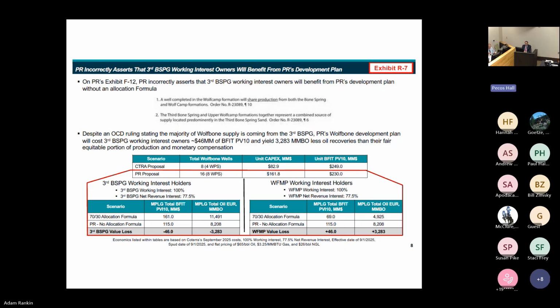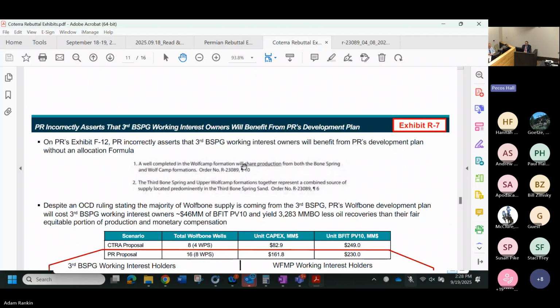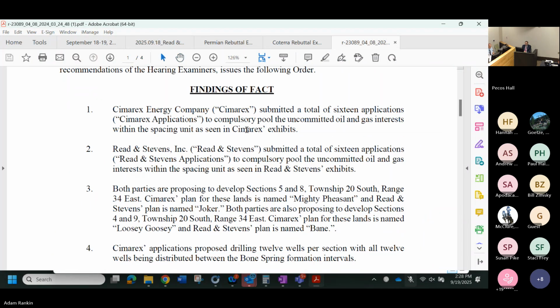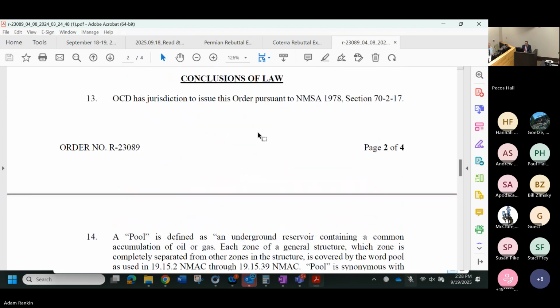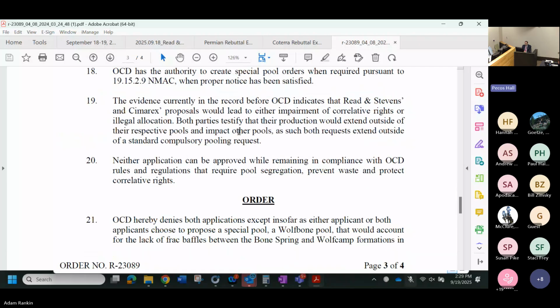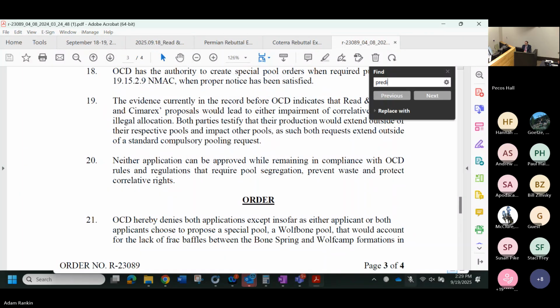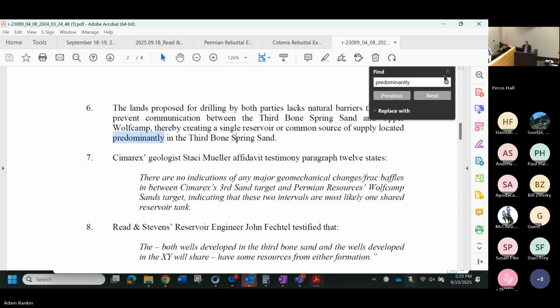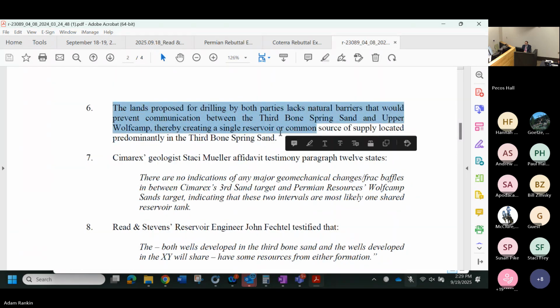I can pull up the language of the order if that would be helpful. Let me go ahead and do that. One moment. One second. I thought I had it. Okay, have I highlighted the language here that is the premise for the analysis in that slide we were just discussing? That is one piece of that, correct?